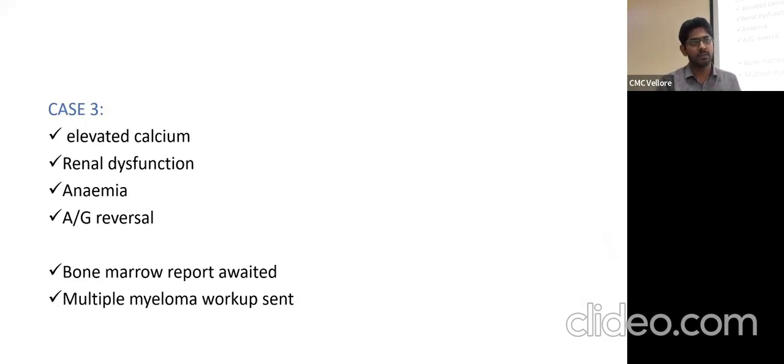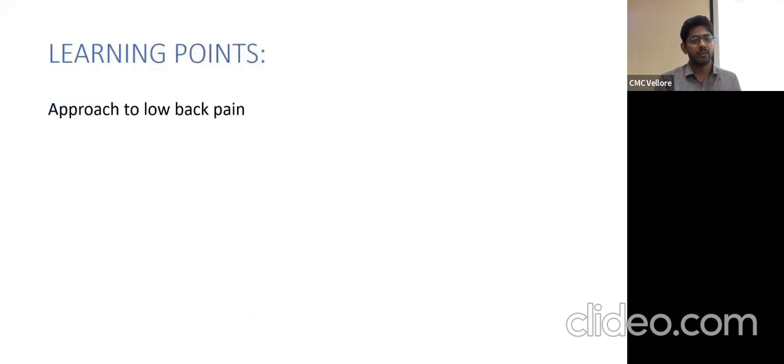Her investigations showed elevated calcium with renal dysfunction and anemia, with a TSH reversal. The bone marrow has been done, and the report is awaited, and the multiple myeloma workup has been sent and is still awaited. So the take-home point is the approach to low back pain. Whenever you see a patient in OPD with low back pain, which we commonly see, you have to look for any red flag signs. If there is a red flag sign, we should assess the patient and look for any underlying causes.